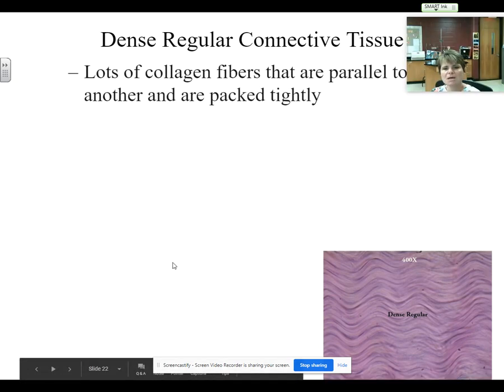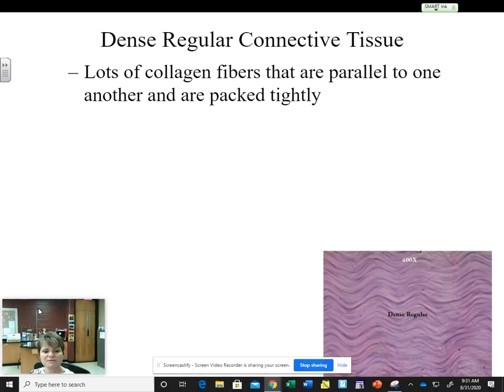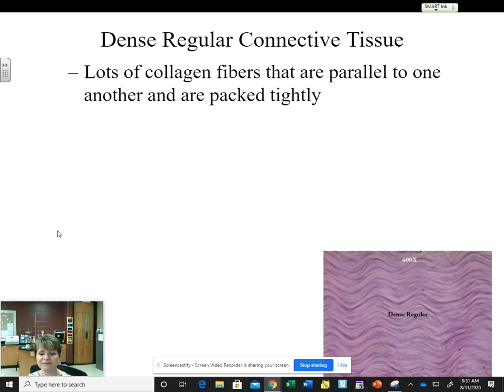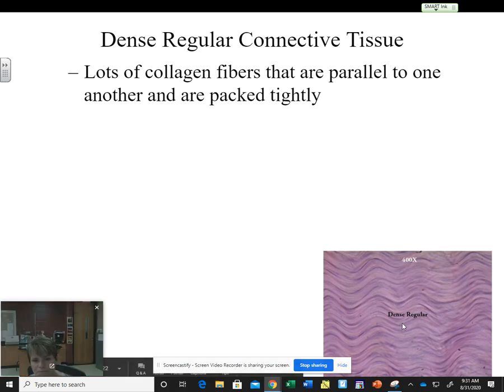Okay, so again, with these dense connective tissues, there are lots of collagen fibers, and as I said earlier, the difference is in how they are arranged. With dense regular connective tissue, the collagen fibers are parallel to one another. As you can see here, they're all running the same direction. In this picture, they're all running horizontally. The darker pink lines, the lighter pink lines, the purple looking lines, all of those are collagen fibers that have been stained so that we can see them in this picture, and they are all running the same direction, so they are parallel to one another.